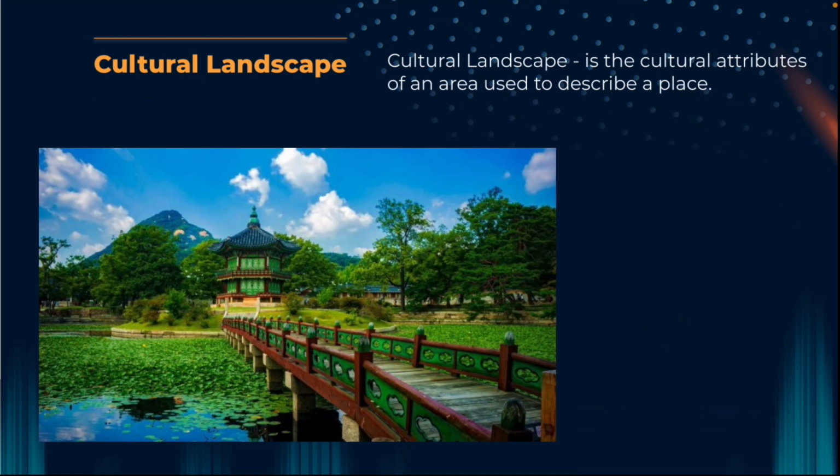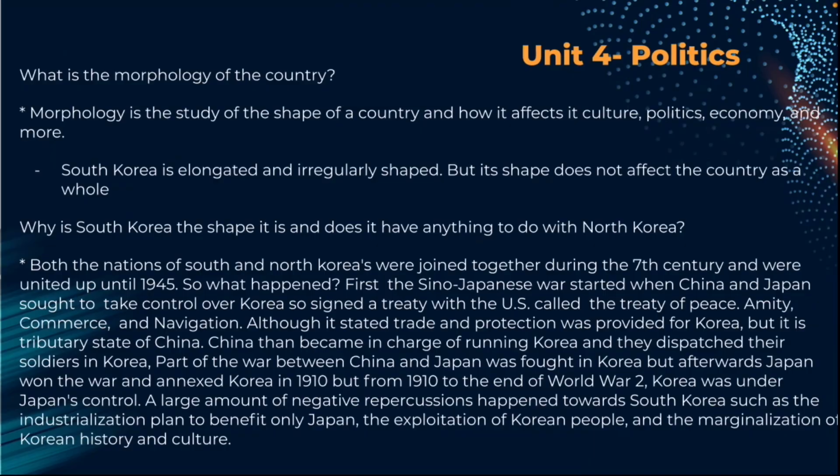Now, looking at the cultural landscape, the picture below of the palace is an example of cultural landscape because you can identify the cultural attributes, which is the South Korean architecture, and use it to identify the place. Moving on to Unit 4, politics.